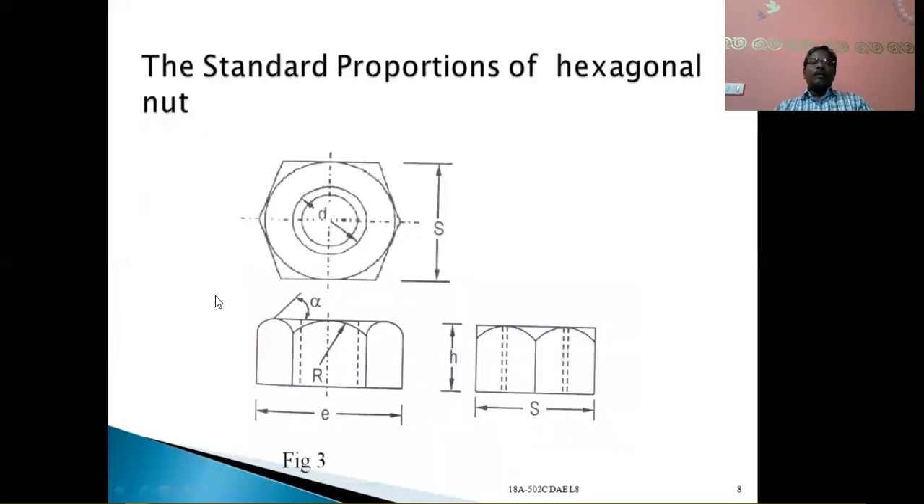Next, what are the standard proportions of hexagonal nuts? Here you can see this is from corner to corner E, and whereas this is the face to face distance of the hexagon. So this is also the same, whereas this is the height of the nut, and alpha will be the chamfer angle, and this will be the radius for the nut.